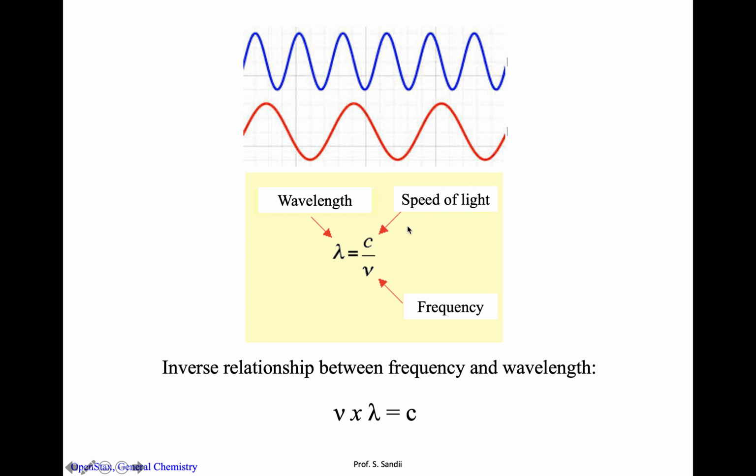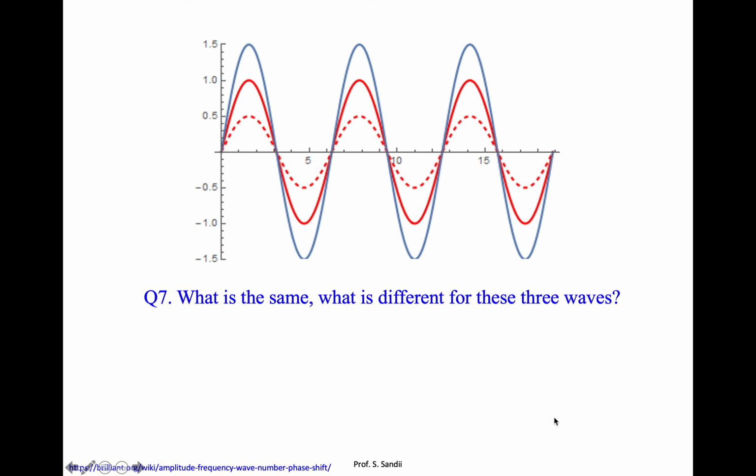If we solve this equation for the speed of light, c, we see that the product of wavelength times frequency is a constant, the speed of light. So for this constant to remain constant, if we increase the wavelength, frequency has to go down. If we increase frequency, wavelength has to go down. What is the same, what is different for these 3 waves?